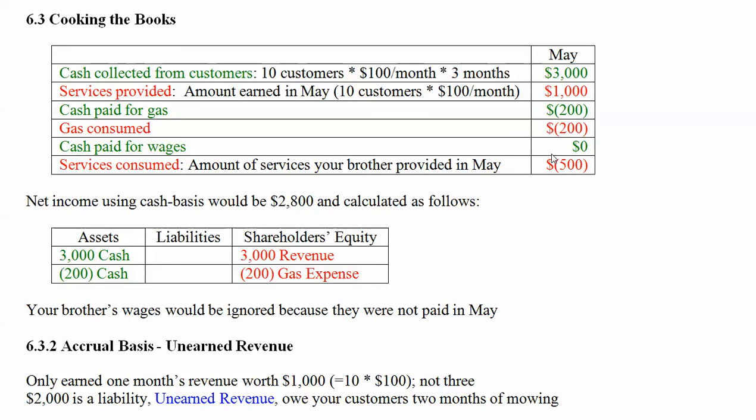Okay, so that, the green, is our cash basis, because with cash basis, you're going to record the cash from customers as revenue, and then the bills you paid would be your expenses. So if you look at this, our net income is $2,800, 3,000 minus 200. With the cash basis, we've been able to ignore the brother's wages because we didn't pay them. So we've severely inflated our net income.